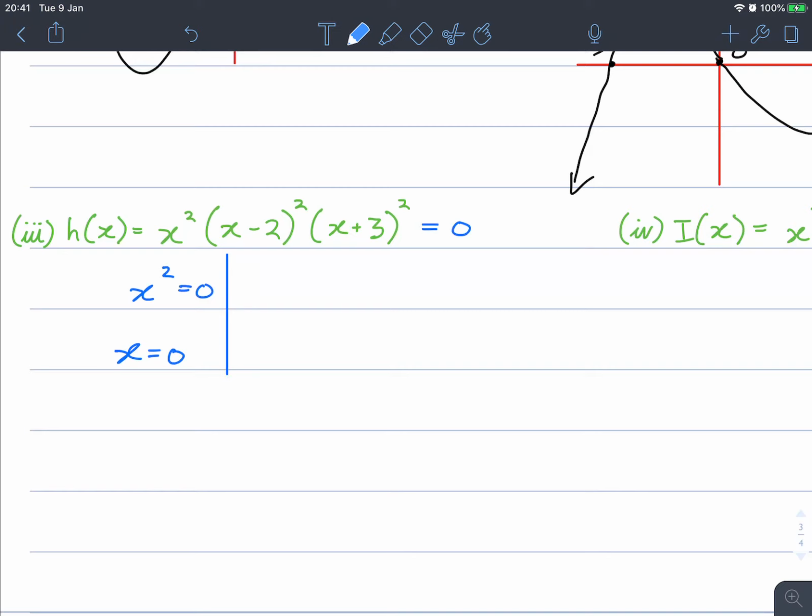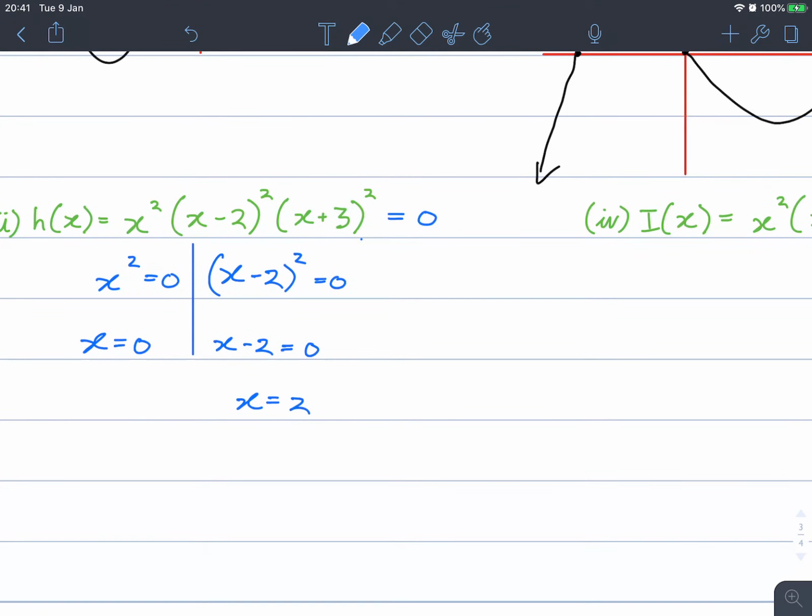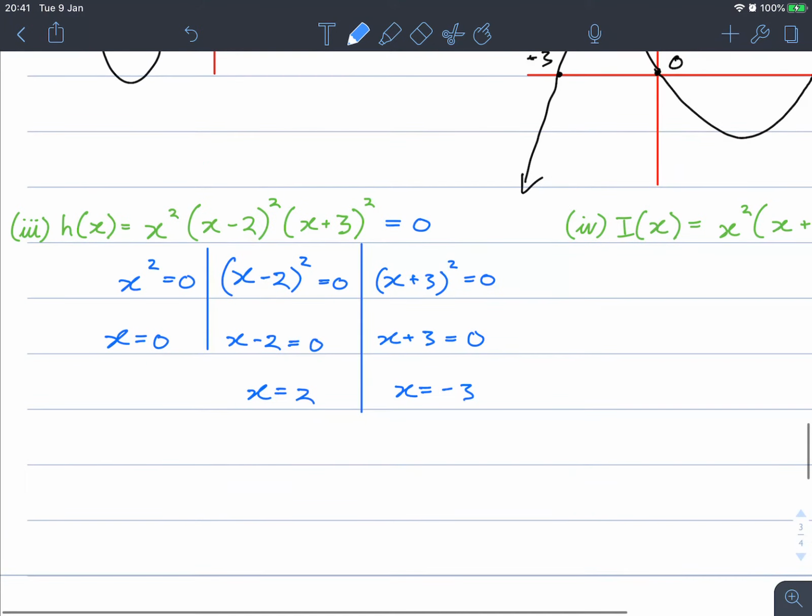We let the next one, x minus 2 squared equals 0, square root of both sides, x equals positive 2. Then x plus 3 squared is equal to 0, square root of both sides here will leave us with x equals negative 3.